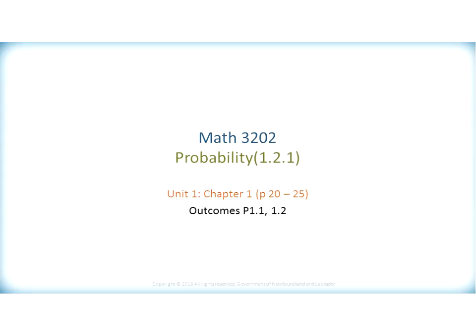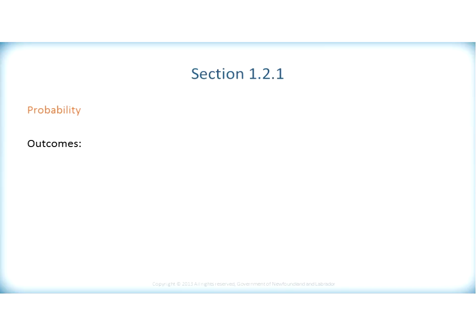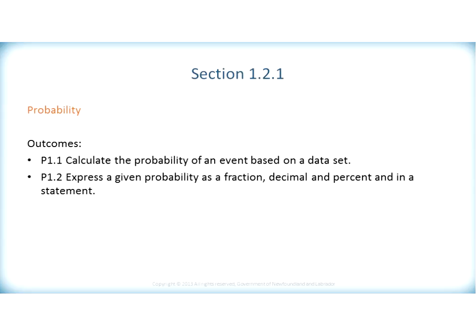In this video, we're going to look at the concept of probability. Specifically, we're going to focus on determining the probability of an event, as well as expressing a probability as a fraction, decimal, percent, and in words. So the outcomes we're going to cover are basically the same thing. We're going to calculate the probability of an event based on a data set, and we're going to express a given probability as a fraction, decimal, and percent, and in a statement.